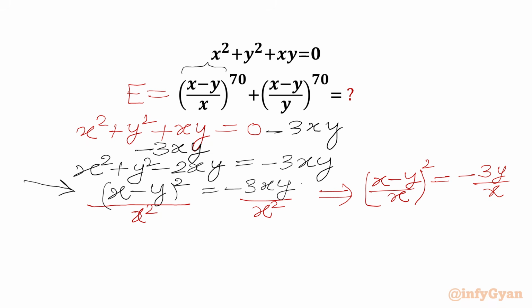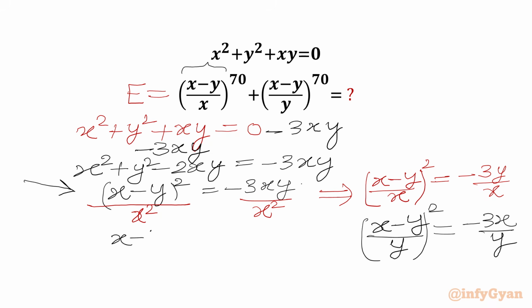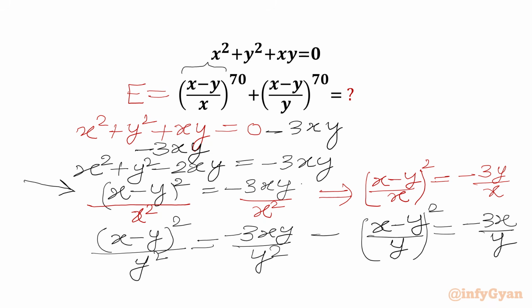Similarly, if we will divide both sides by y square, we are going to get x minus y over y whole square equal to minus 3x over y. And this is from x minus y whole square divided by y square equal to minus 3xy divided by y square. One y will get cancelled from numerator and denominator, we will get minus 3x over y.